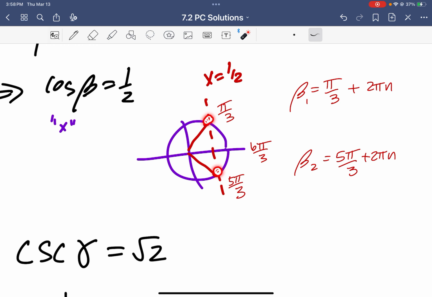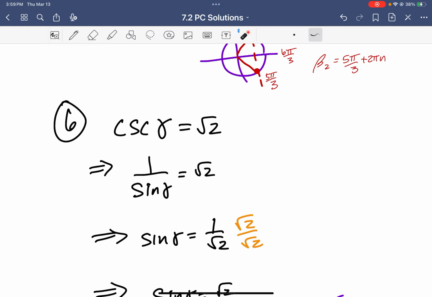It's going to be these two places. I use my trig hand to find my reference angle of pi over 3. That means if I back up 1 from 6 pi over 3, I'm also at 5 pi over 3. So that means my different betas: beta 1 could be pi over 3 plus any number of rotations, or beta 2, the second possible answer, could be this answer plus any number of rotations.